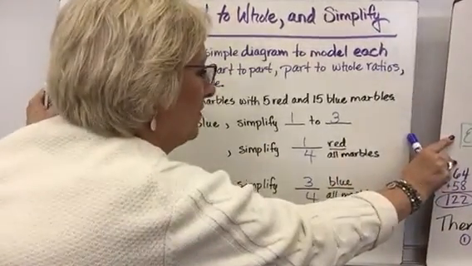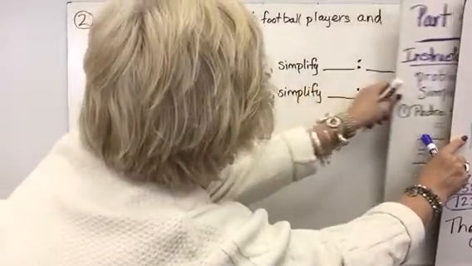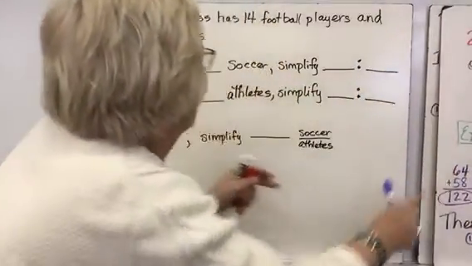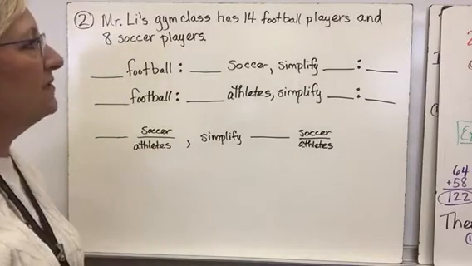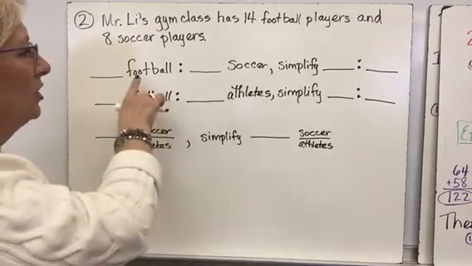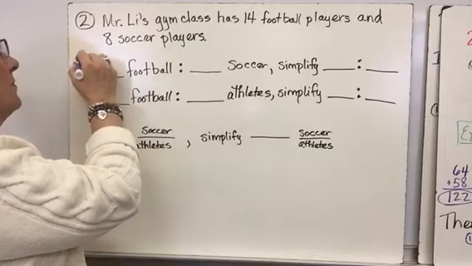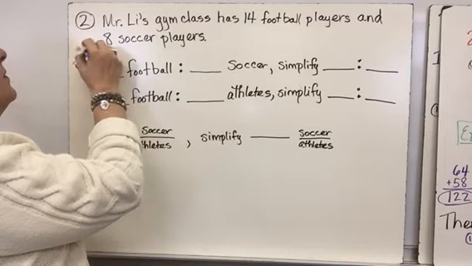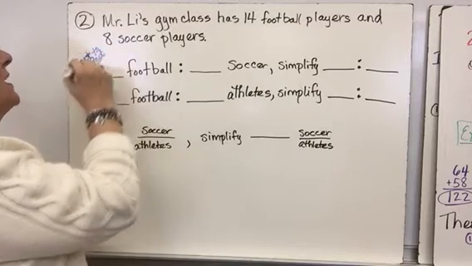We're going to do one more, and then I'm going to let you do the other 2 that are on the sheet that I have given you. Number 2 says, Mr. Lee's gym class has 14 football players and 8 soccer players. So first of all, we're going to look at how many football to how many soccer. So this is part to a part, because we're not looking at anything whole.